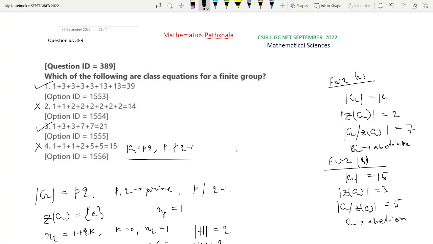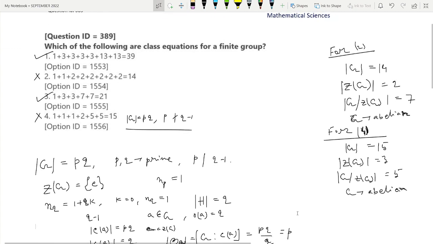So these are the correct class equations of a group of order 39, and for option 3 a group of order 21. So option 1 and option 3 are the correct options, and option 2 and option 4 cannot be the class equation of a group of order 14, and in option 4 a group of order 15. So this is the solution of this question.